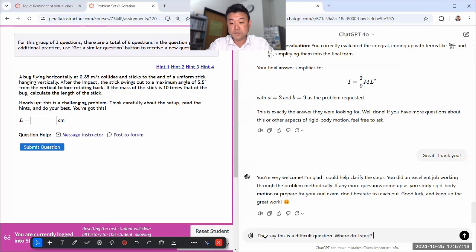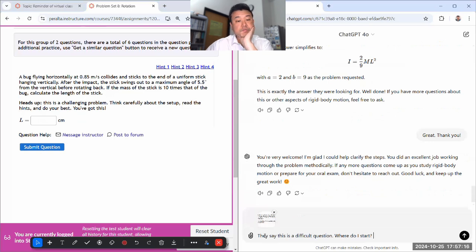Where do I start? The thing that makes this challenging is you have to manage two conservation laws: conservation of linear momentum and conservation of angular momentum. Let's see, hanging vertically. Maybe it's not that hard. Actually, sorry, it has conservation of angular momentum, but not conservation of linear momentum, because a hanging part will make it so that there's some pivot force.